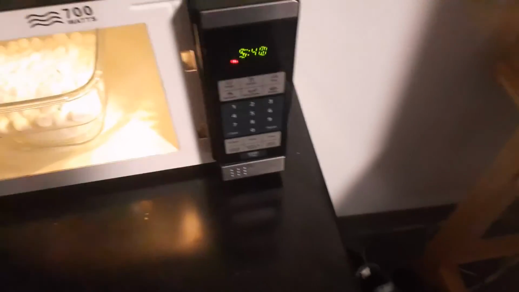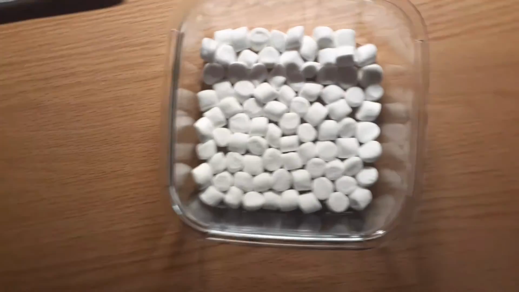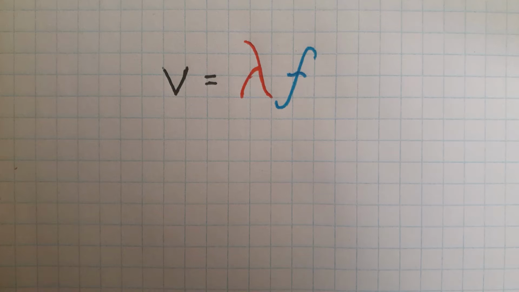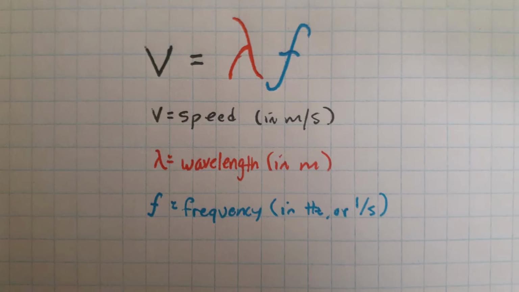Okay, so I think it's been about 10 seconds, so let's take out our marshmallows. If you look closely, we have two really obvious melty spots, which is really good. Alright, so to do the actual calculations, we use a very simple formula that works to find the speed of any wave, which is v equals lambda f, where v is the speed, lambda is the wavelength, and f is the frequency, or how many times the wave oscillates from positive to negative amplitude in 1 second.